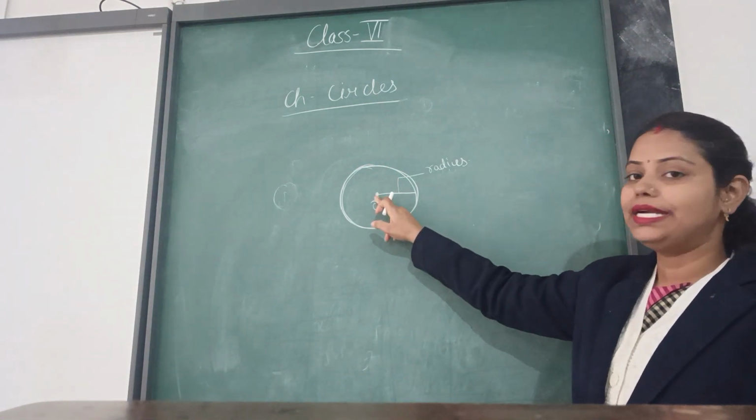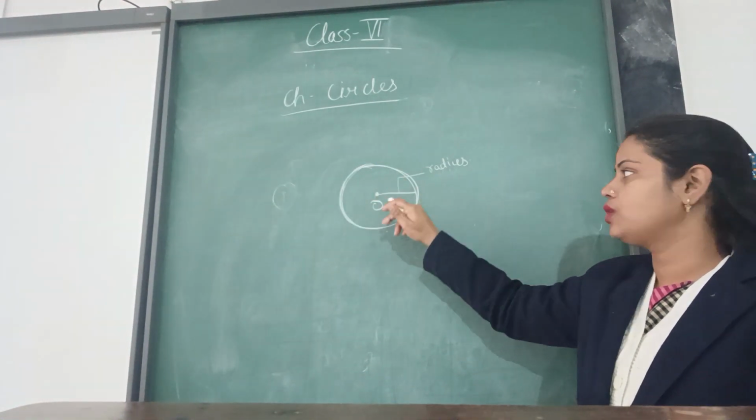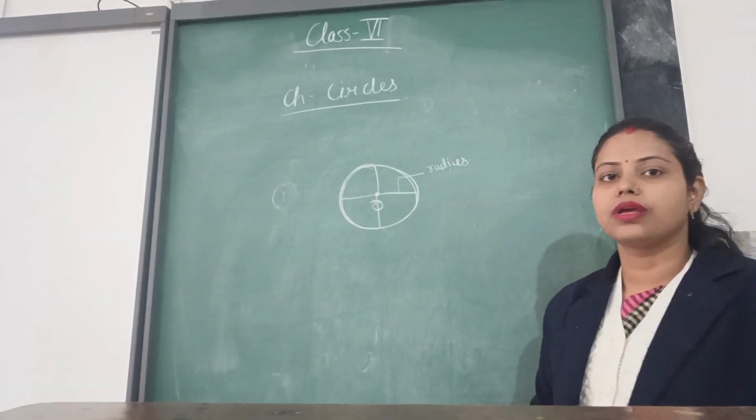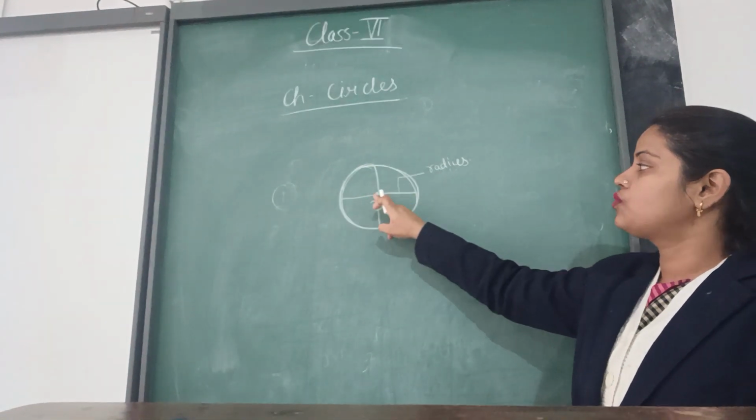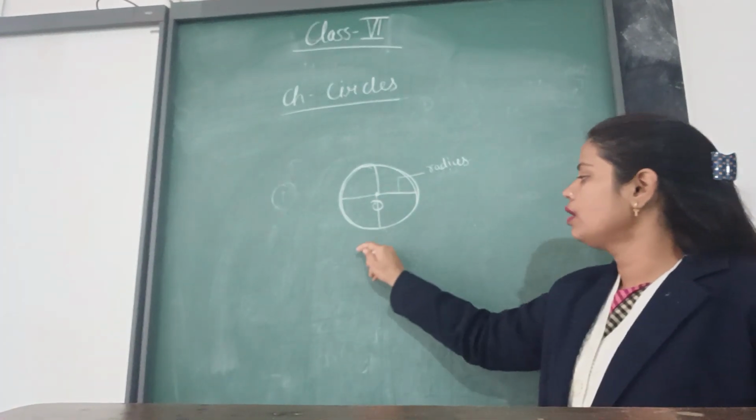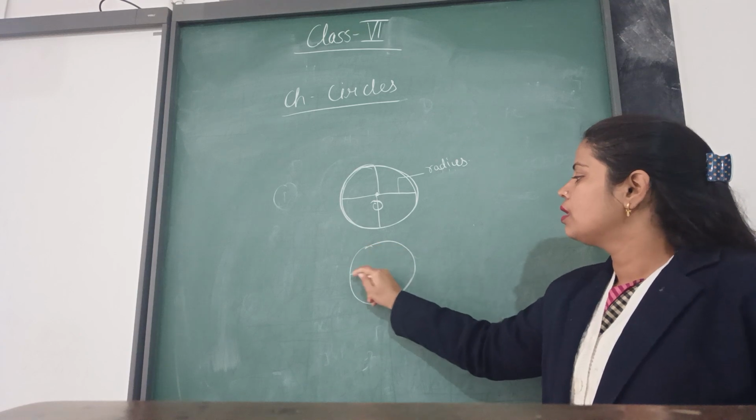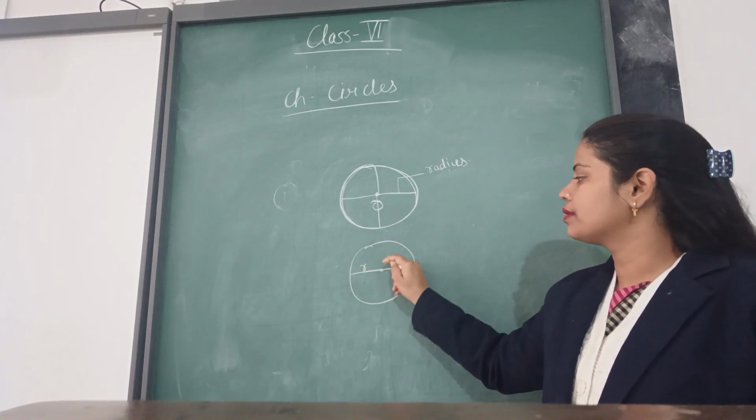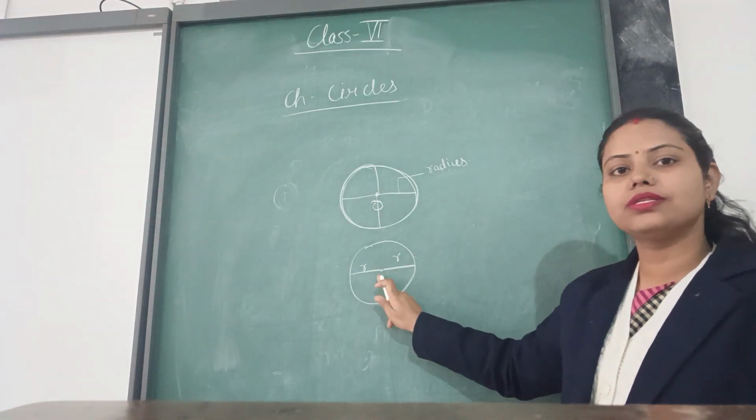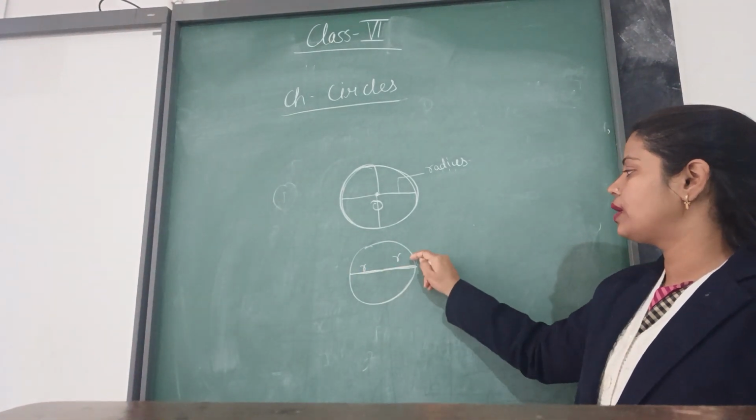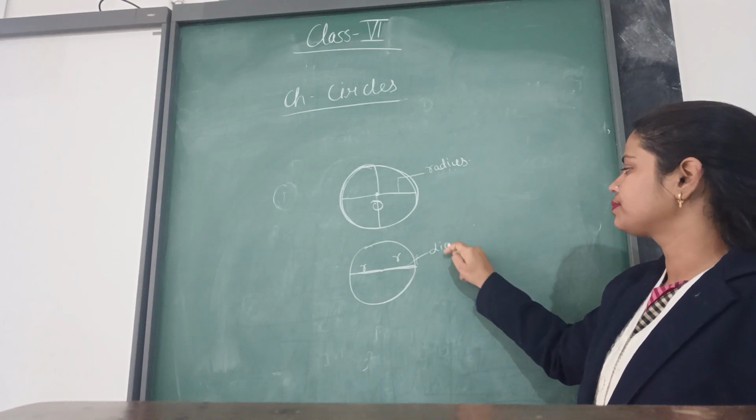The distance between center to the circumference is fixed in all the directions. This is also radius, this is also radius, this is also radius. So the distance from center to the circumference is known as radius. The twice of radius is known as diameter. This is radius from here to here, this is also radius from here to here. The total line segment is known as diameter.